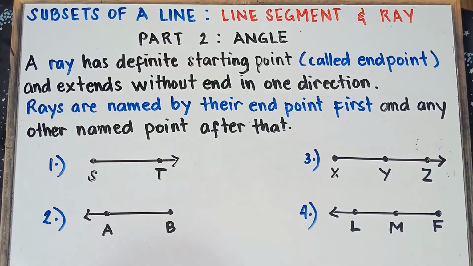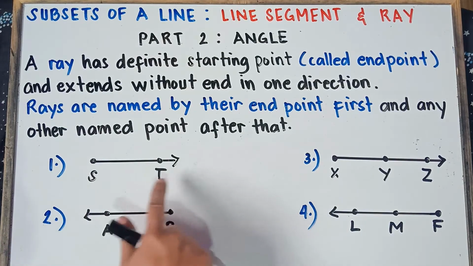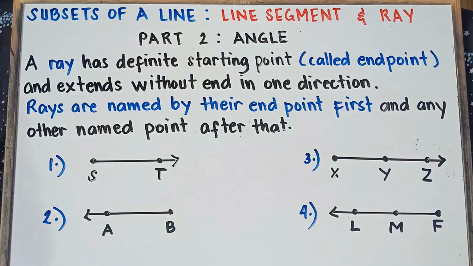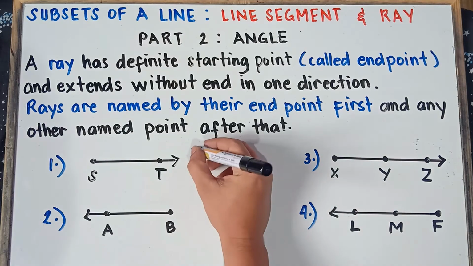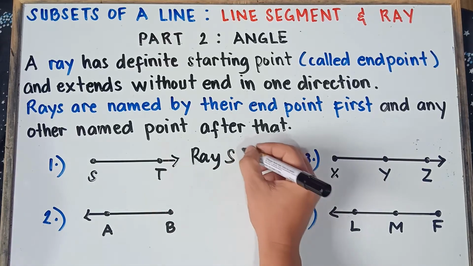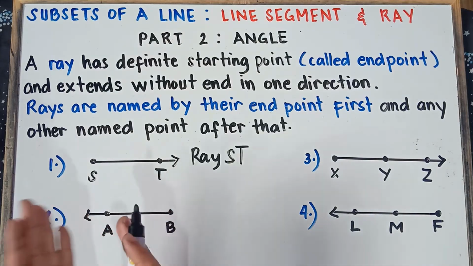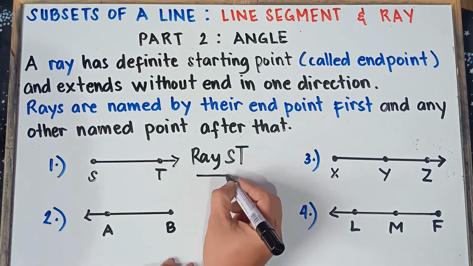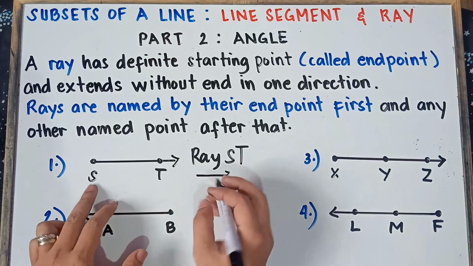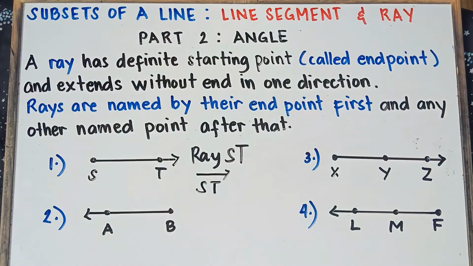Four examples, class, for you to really understand what is a ray. So number 1, we have endpoint S, and then an arrow going to the right. This is T. So therefore, how will you name this one, class? That's correct. It should be ray. The endpoint comes first. There would be S, and then T. So that would be ray ST. Or we can simply use the symbol for ray, arrow going to the right. So this is ray, endpoint comes first, S, and then T. So that's the answer, class, with regards to number 1.